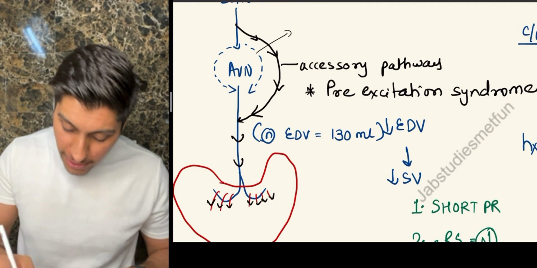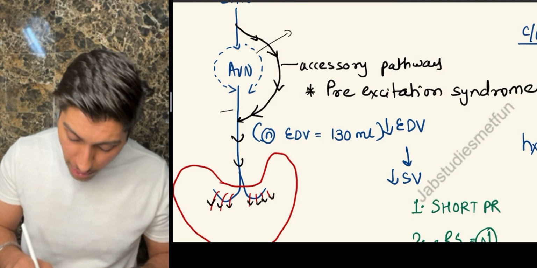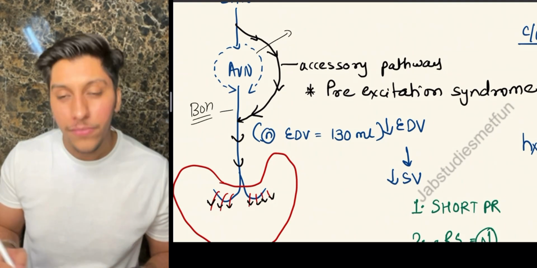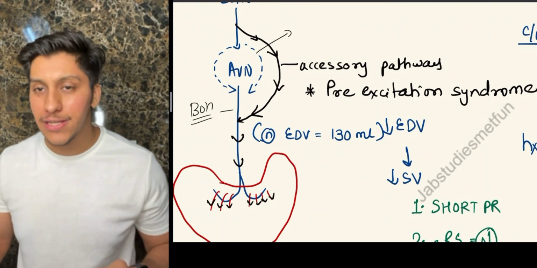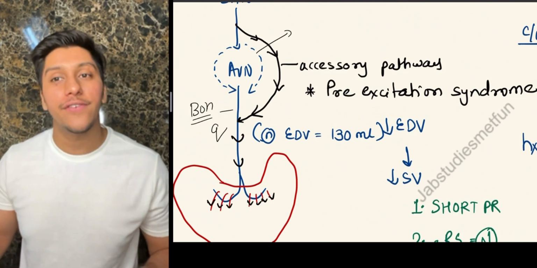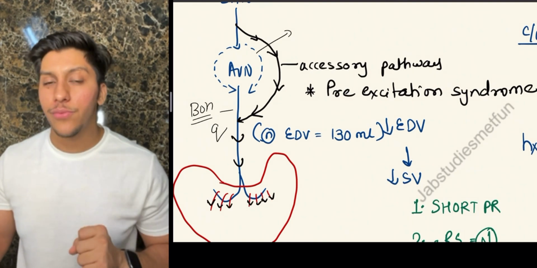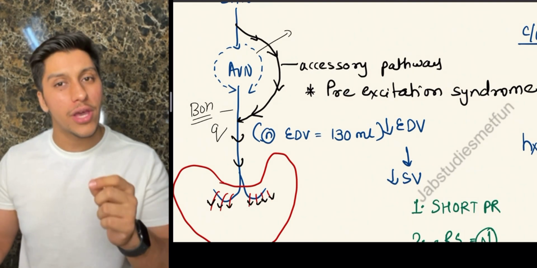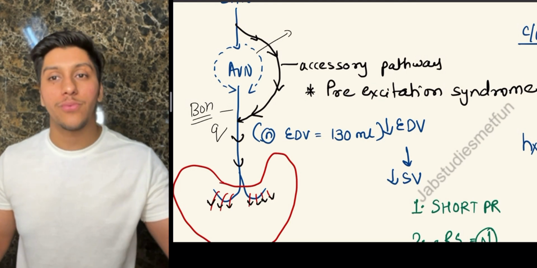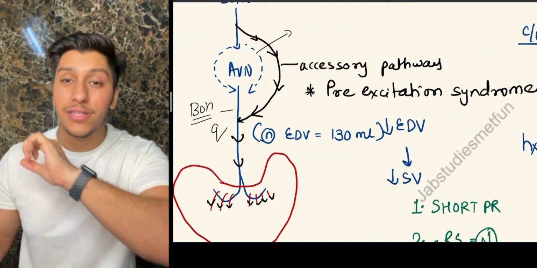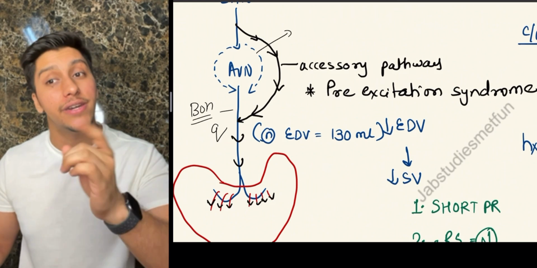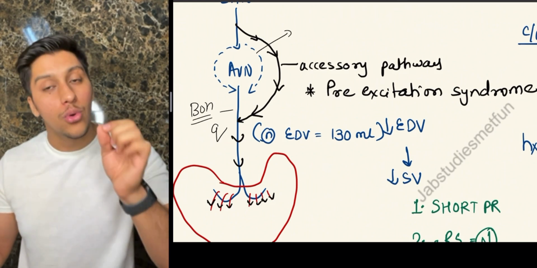But you notice one thing, it is coming back and again going to supply the bundle of His. If the bundle of His is getting supplied, your septa will also get activated. If the septa is getting activated, you will also have a Q wave, you will also have an RS. In Wolff-Parkinson-White, the septa was not getting activated, that's why there was an absent Q wave and you had a delta wave. Over here, guys, you will have a Q wave.